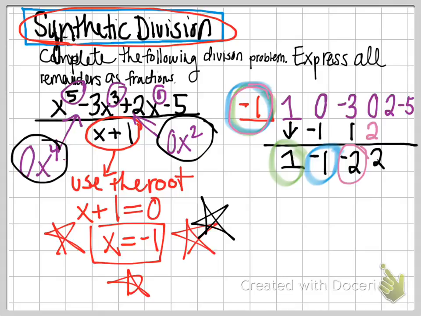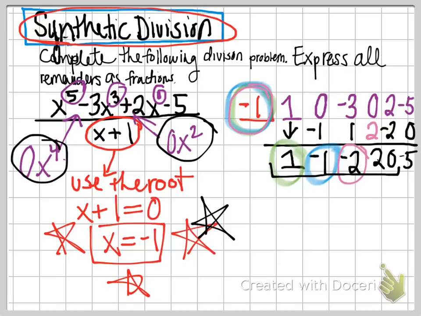Keep multiplying. 2 times negative 1. Negative 2. That gives me 0. Negative 1 times 0. 0. Bring that down, negative 5 plus 0. Negative 5. Now, this is technically your answer, okay? But we have to write it in the correct form.